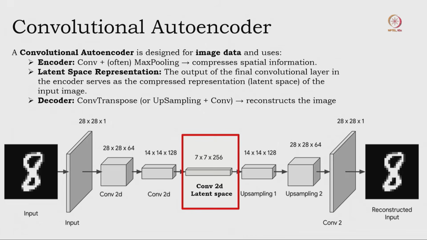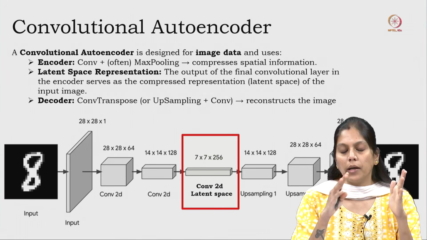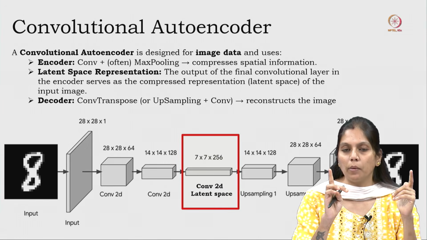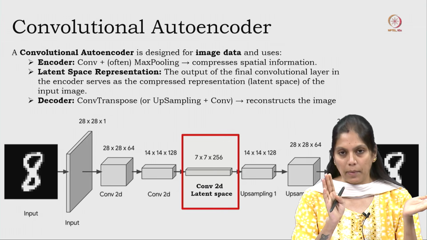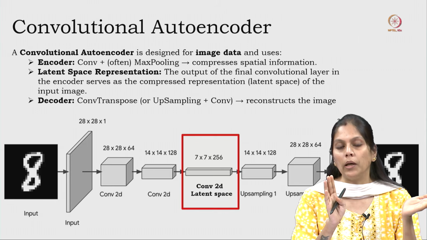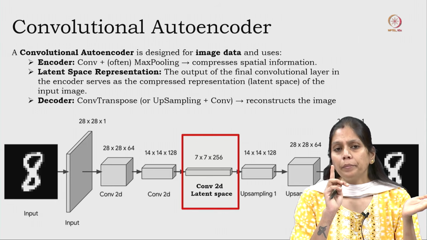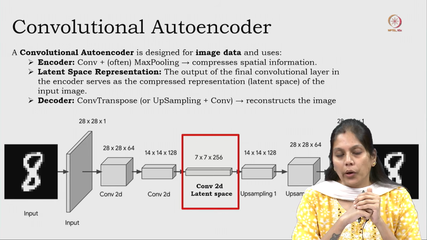Now, what if your data is an image? What if you want to reconstruct an image? Then you have to go for a convolutional autoencoder. The minute you say convolutional autoencoder, what came to your mind is CNN, right? Most of the concepts are exactly the same as the CNN. So, let us see what exactly a convolutional autoencoder is.